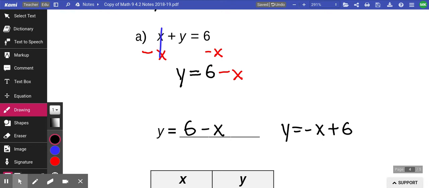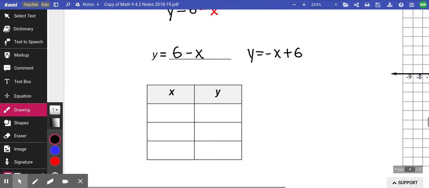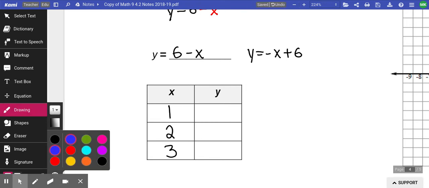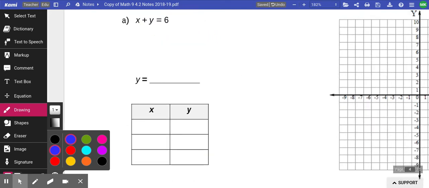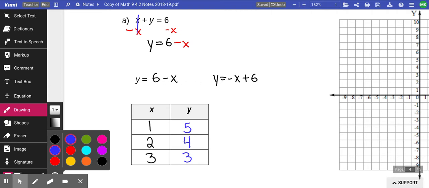Now I can do input values and output values very easily. So when x equals, we'll do 1, 2, and 3. Y would equal 6 minus 1 is 5. 6 minus 2 is 4. 6 minus 3 is 3. And I now have 3 different ordered pairs that represent this line of x plus y equals 6. Rearrange, then do your inputs, outputs.